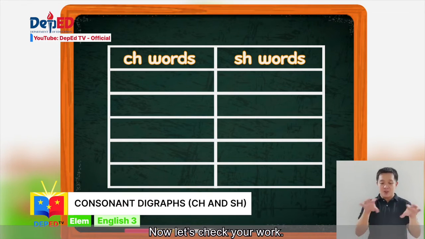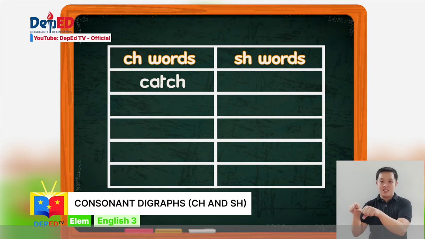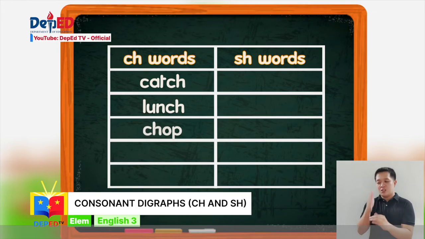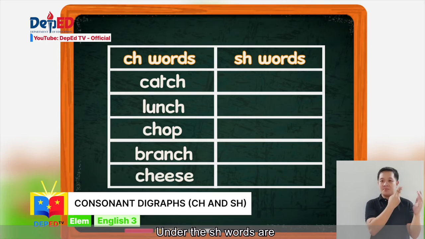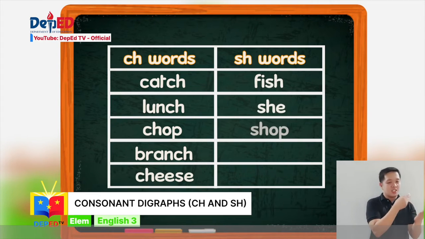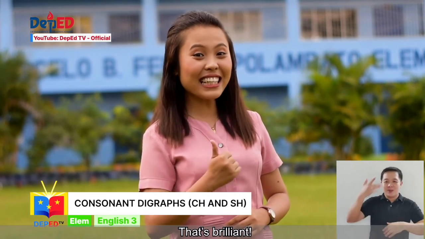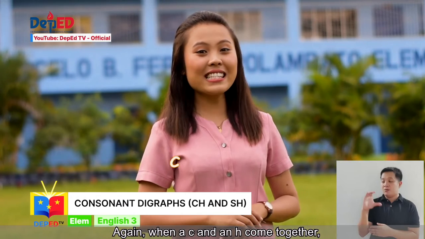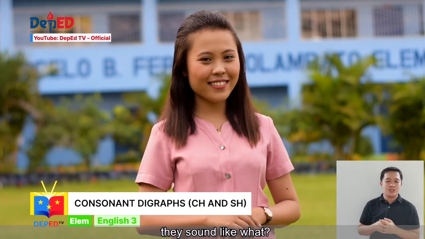Now let us check your work. Under the CH words are catch, launch, chop, branch, and cheese. Under the SH words are fish, she, shop, cash, and shelf. How many correct answers did you get? That's brilliant! Again, when a C and an H come together, they sound like what?